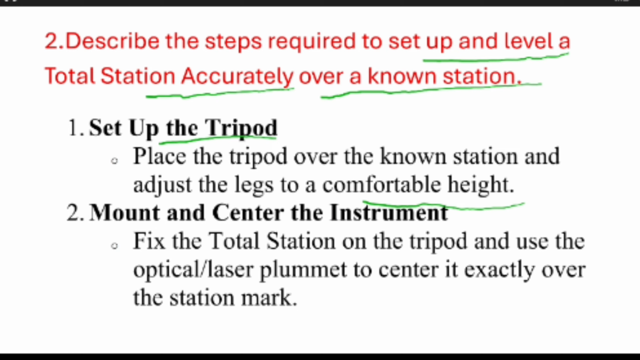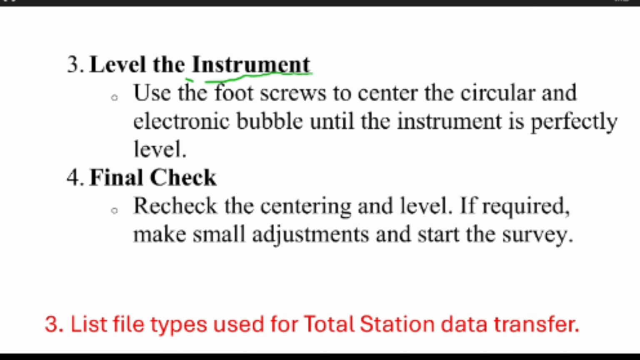Next is mount and center the instrument. Here you keep the total station on the tripod. Here we use an optical or laser plummet for centering perfectly on the center mark. A screw will be there. Next is level the instrument. We have some foot screws. With the help of these foot screws we can bring the bubble tube, meaning the instrument, to the center. Here we are using a circular and electronic bubble tube. With the help of that you can make the instrument level.